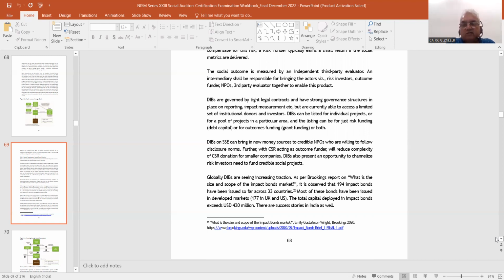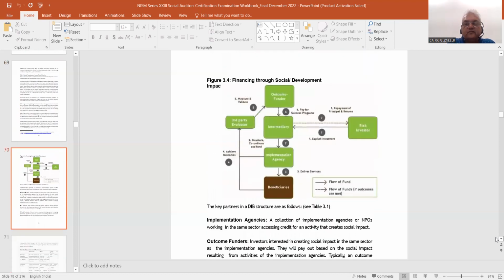Globally, development impact bonds are seeing increasing traction. As per the Brookings report on the size and scope of the impact bond market, 194 impact bonds have been issued so far across 33 countries, and most of these have been issued in developed markets, 177 in the UK and US out of 194. The total capital deployed in impact bonds exceeds USD 420 million. So there are success stories in India as well.